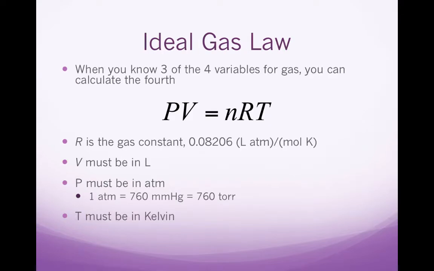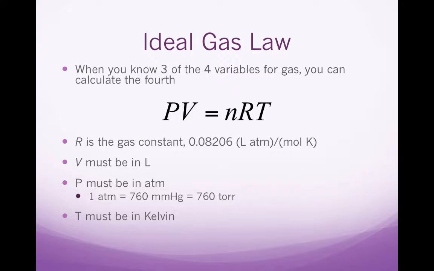Okay, let's talk about the ideal gas law. So the ideal gas law is PV = nRT. You'll hear people say that. It's P times V equals nRT. P is the pressure of the gas in atmospheres. V is the volume of gas in liters. n is the number of moles of gas. T is the temperature in Kelvin. And R is a gas constant. It's 0.08206, and the units are liters times atmospheres over moles times Kelvin.